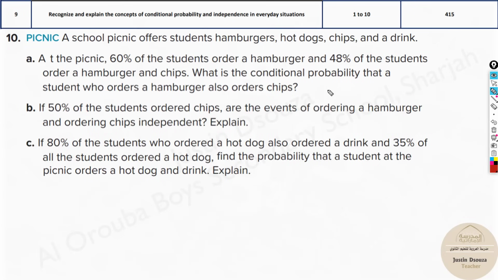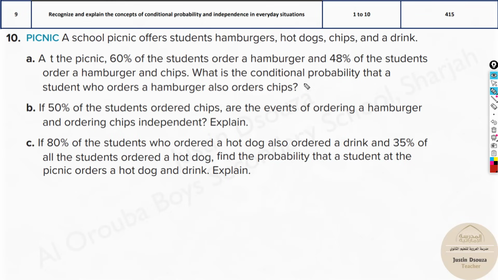The final question in this topic: a school picnic offers students hamburgers, hot dogs, chips, and a drink. At the picnic, 60% of the students ordered a hamburger and 48% of students ordered a hamburger and chips. What is the conditional probability that a student who orders a hamburger also orders chips? Now, here in the sentence, you need to understand what the condition is. Conditional probability that a student who orders a hamburger, this is the given condition, also orders chips, this is what we don't know. See, it's a question mark, right? This is what we need to find out.